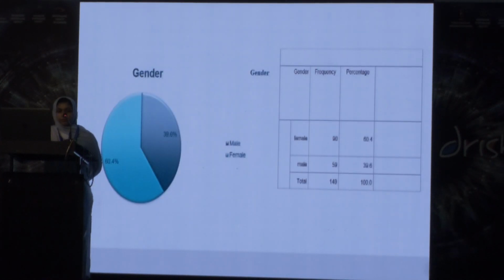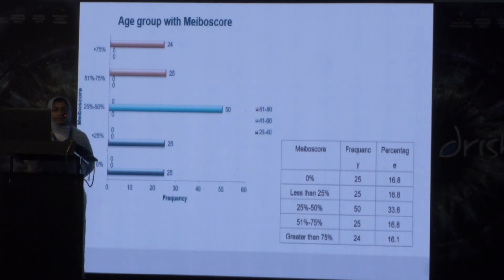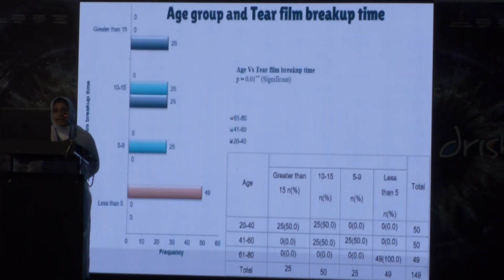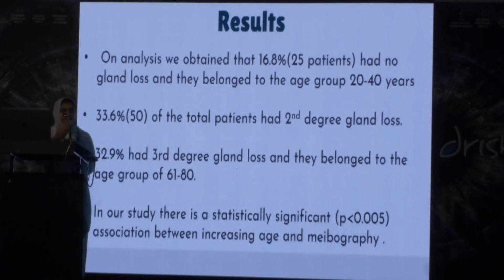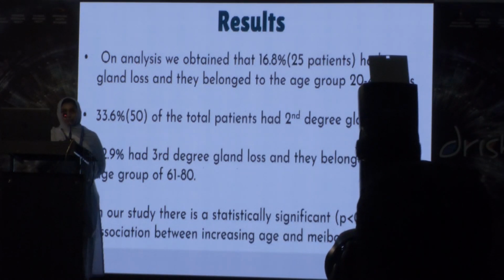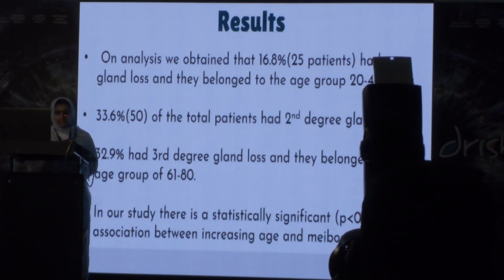Our female population was more than males, and when we compared, we found out that age between 45 to 60 years were actually developing evaporative dry eye disorders. Similarly, there was 2% gland loss in the same age group, and when we compared age group and tear film breakup time, it was directly proportional. So it is very difficult to differentiate whether it's evaporative or aqueous deficient dry eye disorder just from our clinical management. So this study helps us to find out the exact root cause of the disease.